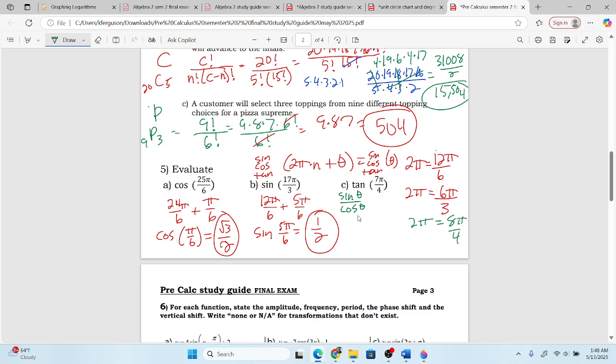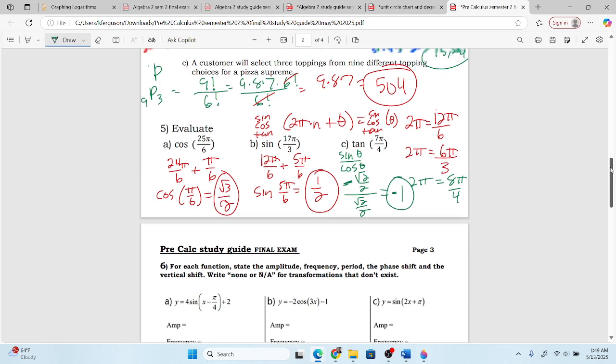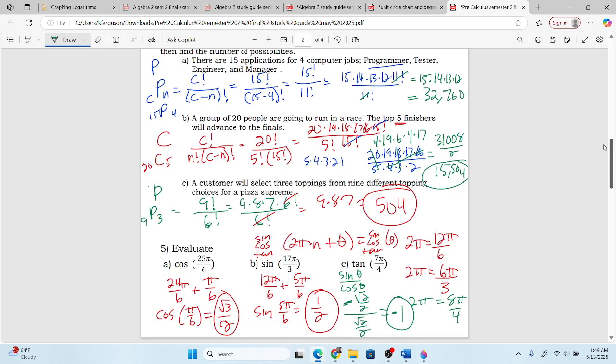And so sine of that is negative square root of 2 over 2. And then cosine of that is square root of 2 over 2. It's both the same, but see there's only one negative, so my answer is -1. Because remember, that's sine divided by cosine. So this problem, it didn't even make one full revolution. And that's that page. And let's stop this one.